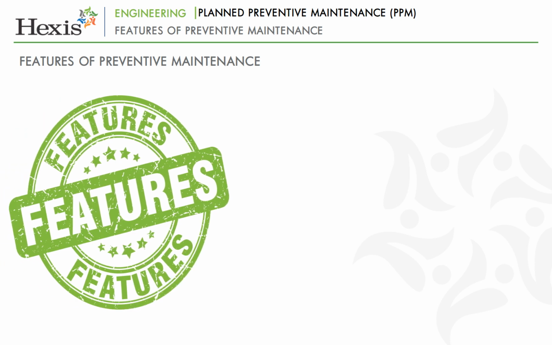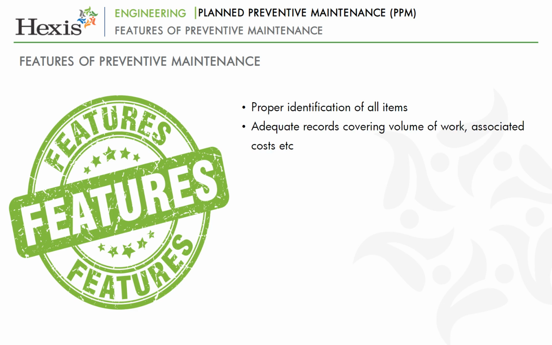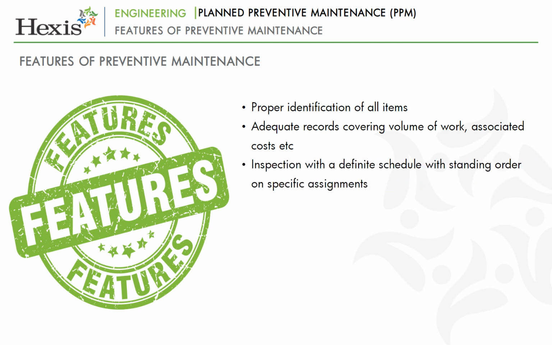A well-conceived preventive maintenance program should possess the following features: proper identification of all items to be included in the maintenance program. Adequate records covering volume of work, associated costs, etc. Inspection with a definite schedule with standing order on specific assignments. Use of checklists by staff.